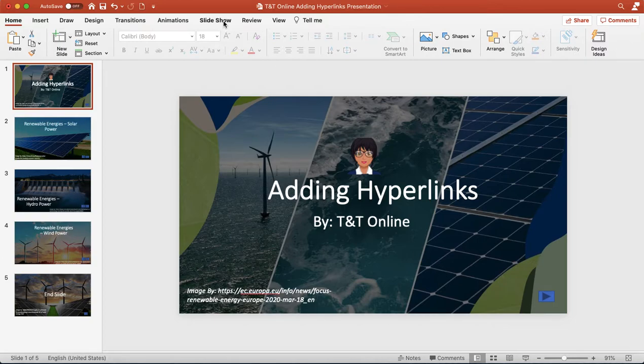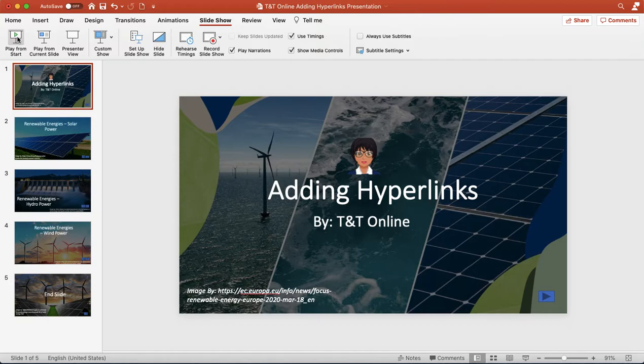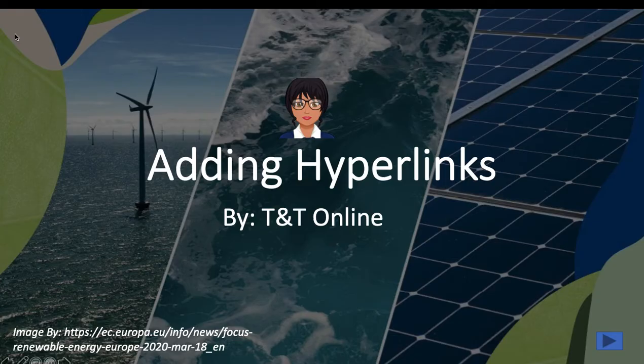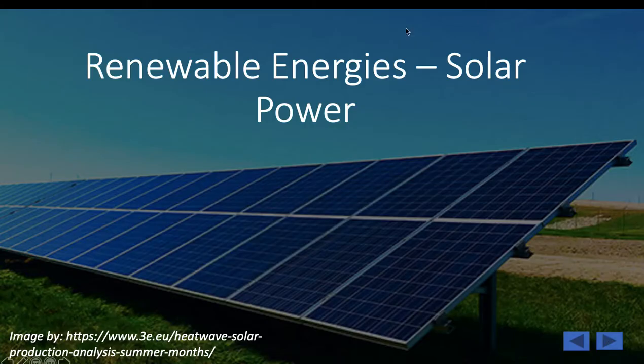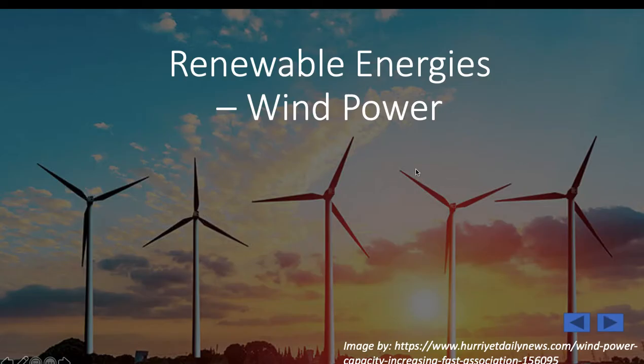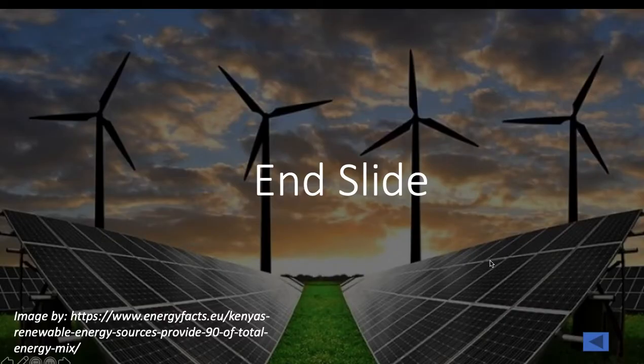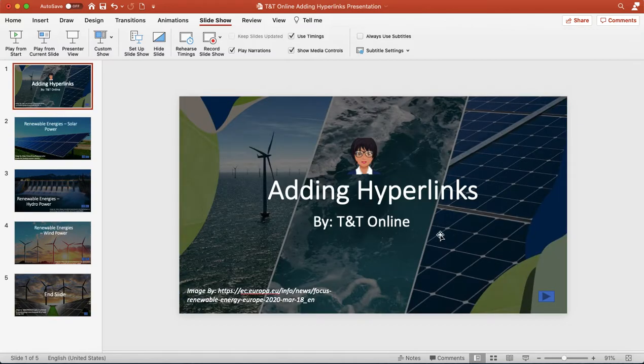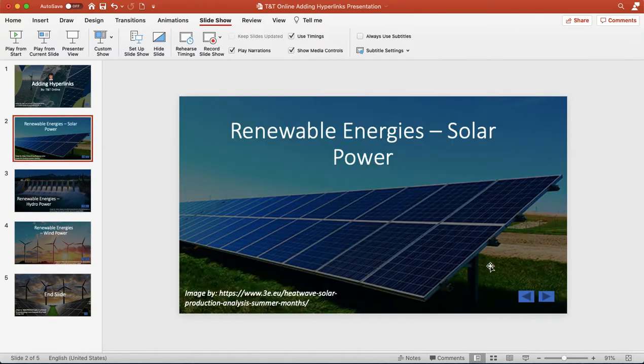So I'm going to go to slideshow, and I'm going to press play from start. Okay, now if this is hyperlinked, you should see the mouse pointer change from the select to click. Okay, and so when I click this, that should carry me to slide 2. I'm just testing to make sure everything is correct. This is slide 3, slide 4, and so on. So they all work.